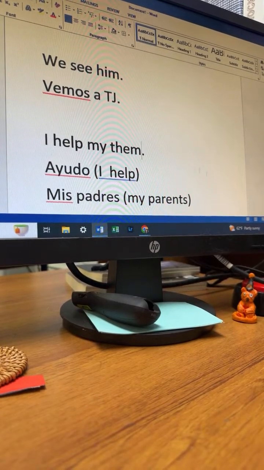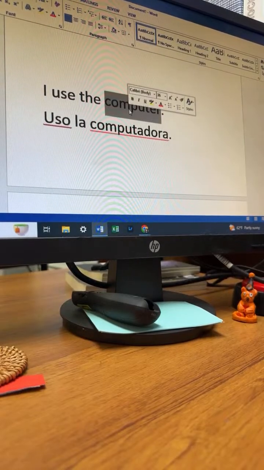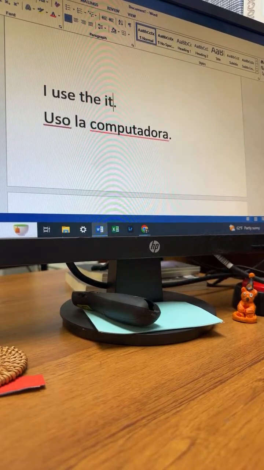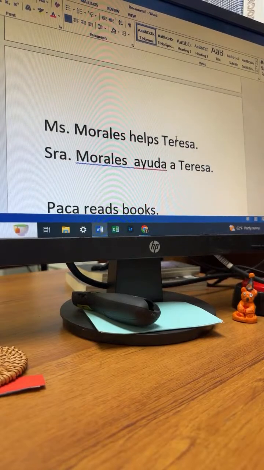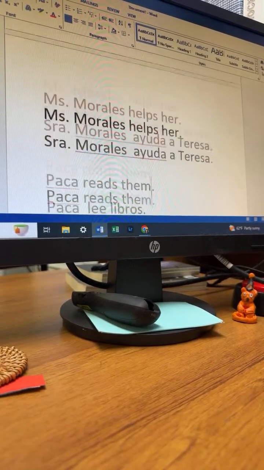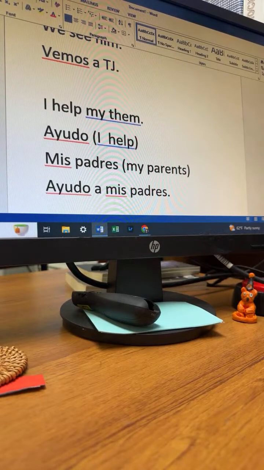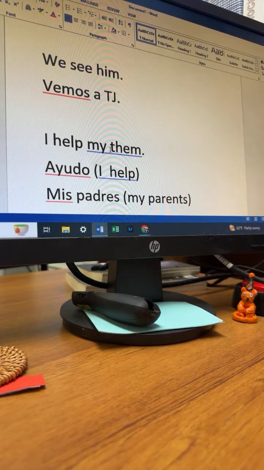Them. Beautiful. Okay, what about, I use the computer. I use what? It. Oh, so good. You guys are great. Miss Morales helps who? Her. And Paca reads them. Yeah, you knew that. Okay. Let's get rid of my, because I wouldn't say I help my them.